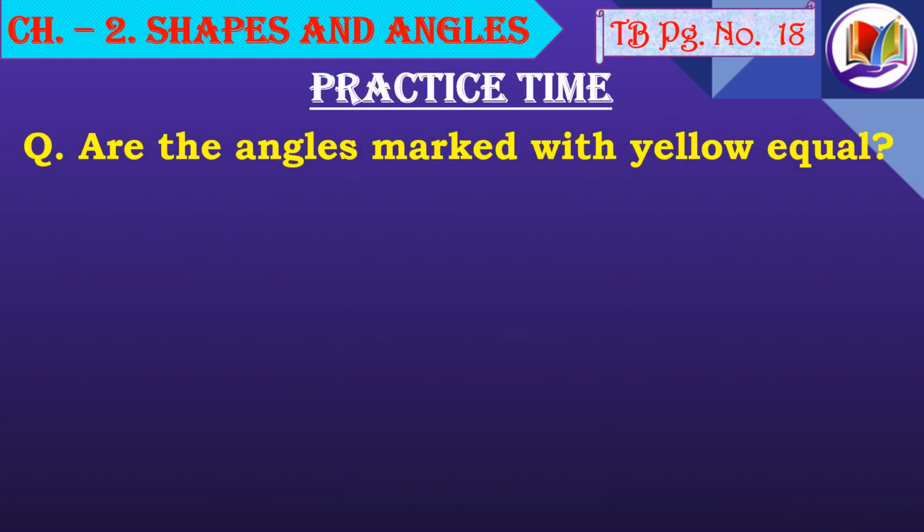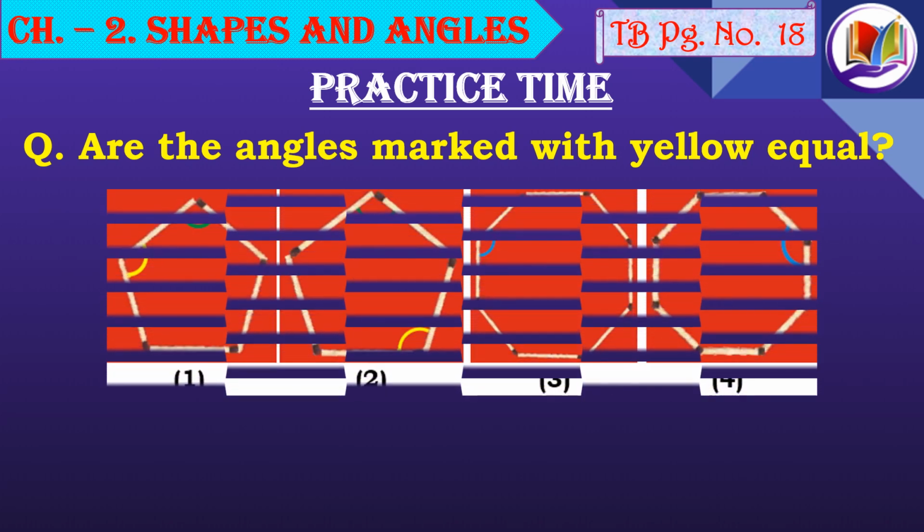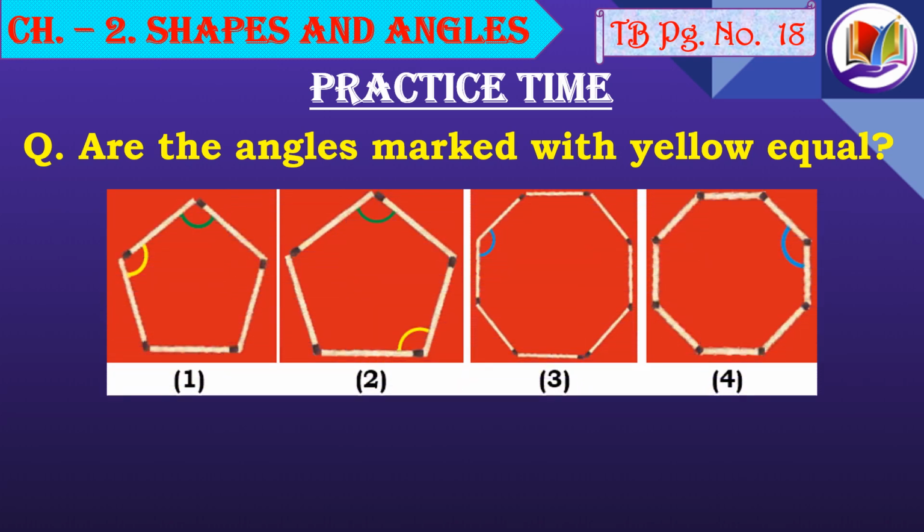Now next one children. Are the angles marked with yellow equal? Well, the size of the given figures may be small or big, but the angles formed by the yellow color are the same. The angle may be at different positions, but if you measure it with a protractor, you will be able to find that the angles marked with yellow are equal.